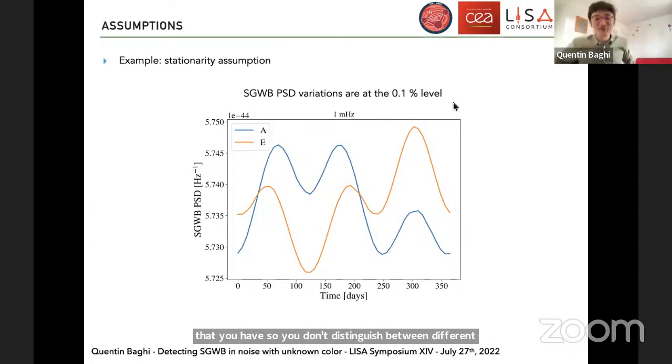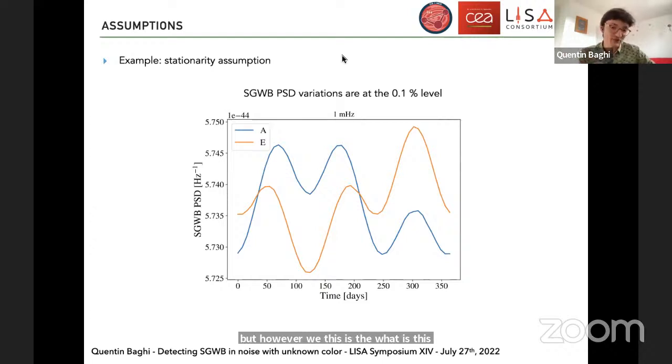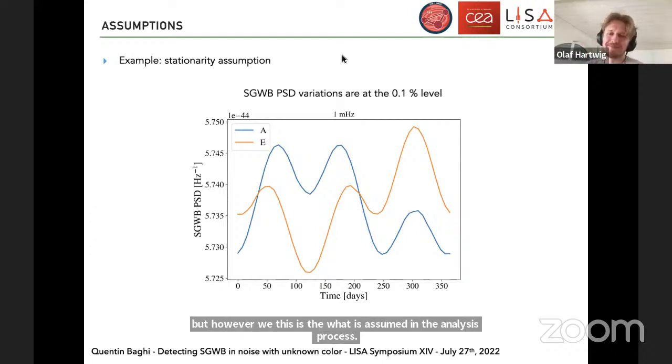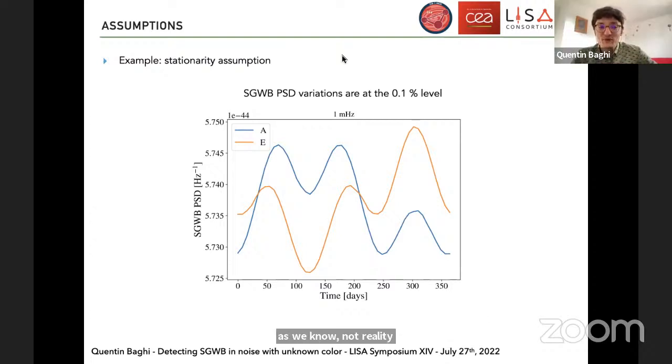Yeah, this is still correct, and I started analyzing the more realistic simulations with this model. However, this is still what is assumed in the analysis process, which is, as we know, not realistic. So we'll see to which extent this assumption will break, starting with more realistic simulations that Jean-Baptiste has actually already prepared. I just need time to do that.